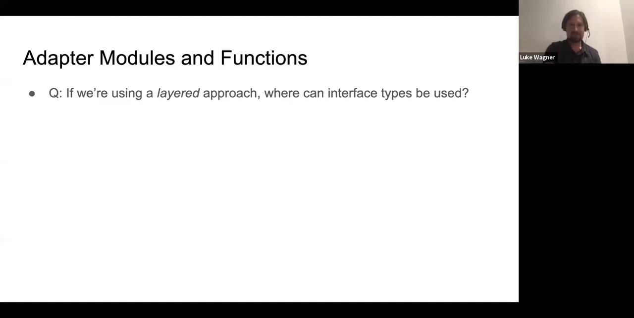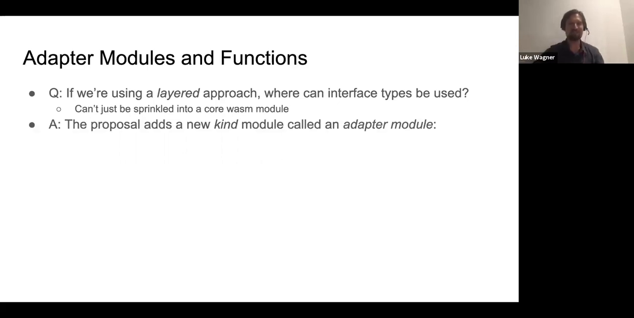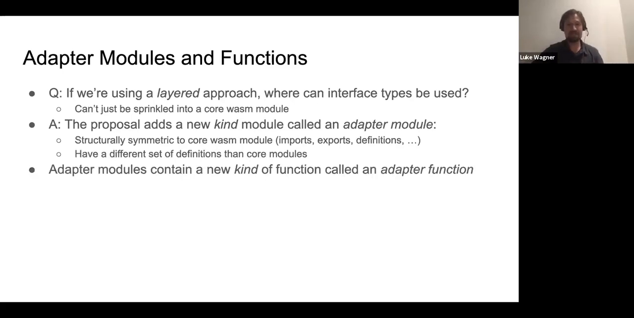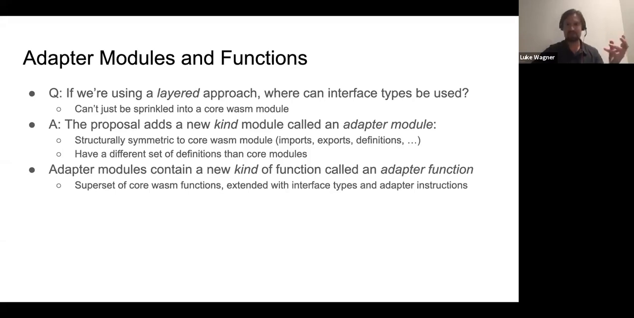So if we're using a layered approach, where can we use interface types? We can't just sprinkle them into core WASM modules. That would just be changing the core. So the proposal adds a new kind of module called an adapter module. It's structurally symmetric to a core WASM module, and it has imports and exports and definitions. It's just a different set of definitions. In particular, it has a new kind of function called an adapter function. Adapter functions are strict supersets of core WASM functions, and they're extended to be able to use not just core types and instructions, but also interface types and adapter instructions.